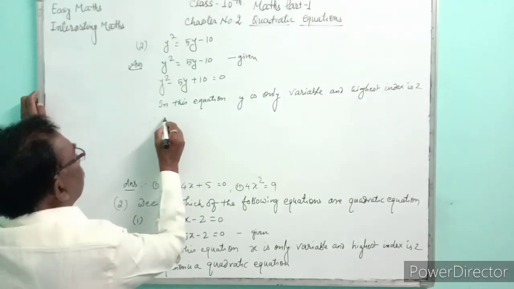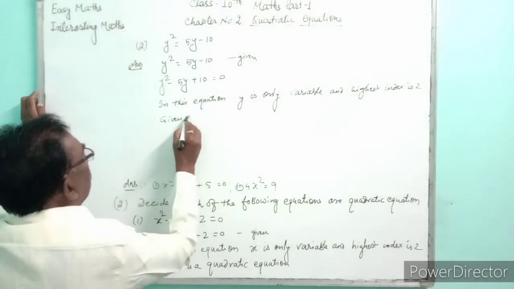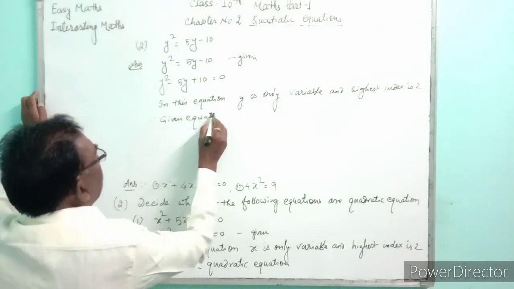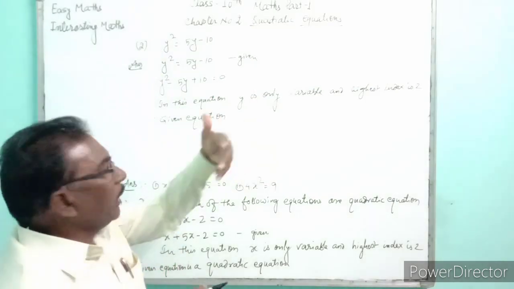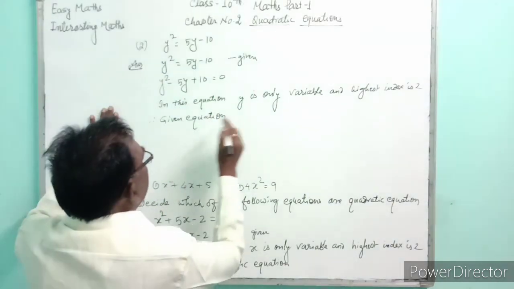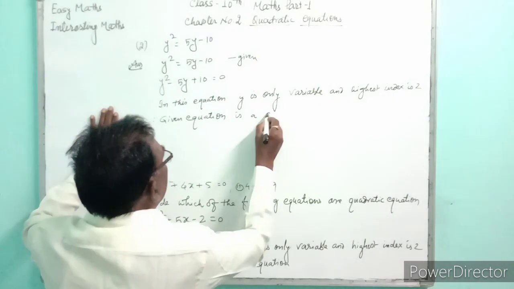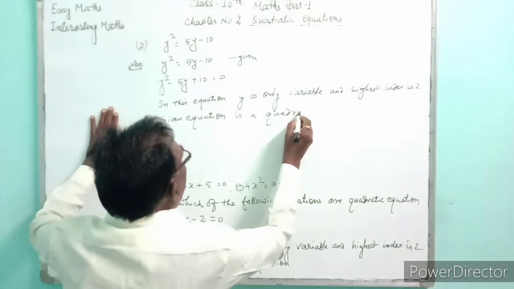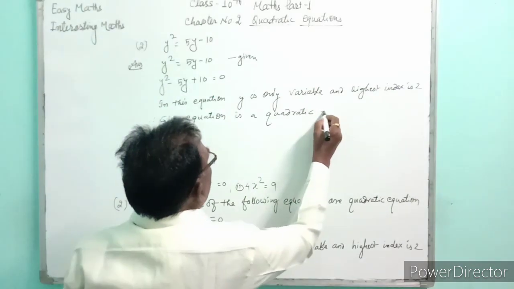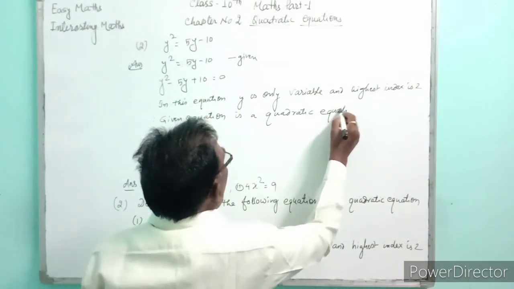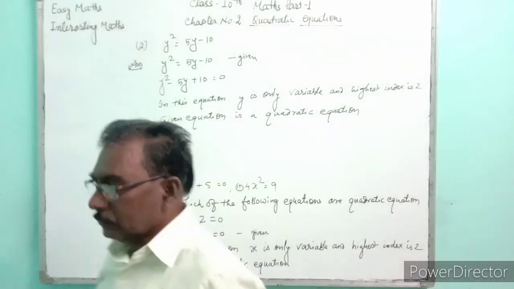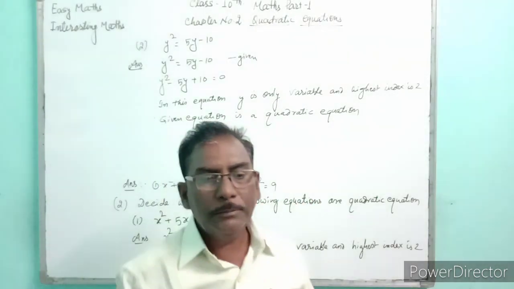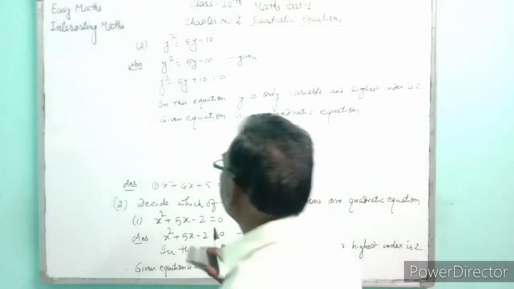Therefore, the given equation, this is the equation, but we have to decide whether it is quadratic or not. So, the given equation is a quadratic equation. Now we see the third problem.